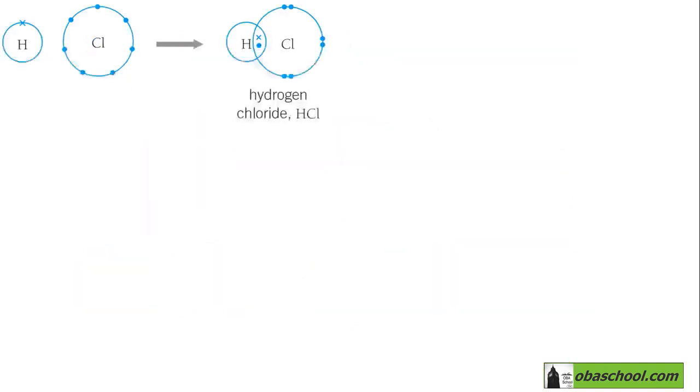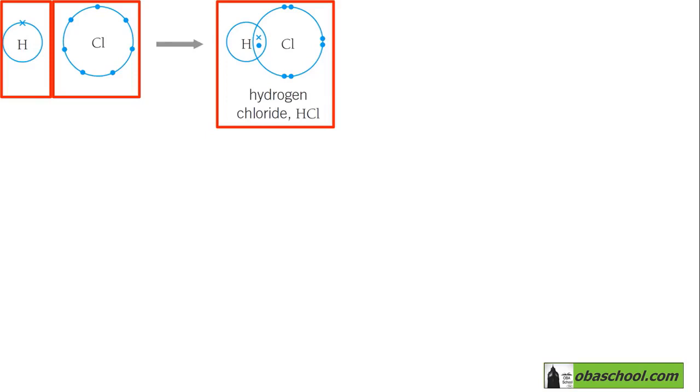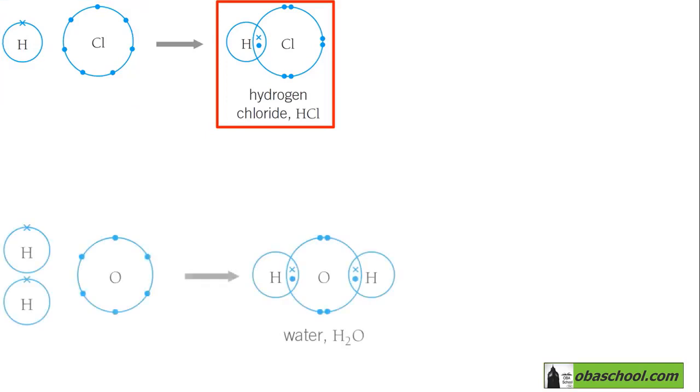If we look at the following example, which is HCl, hydrogen needs one more electron to become stable, and chlorine the same. So they share one pair of electrons and become stable hydrogen chloride.